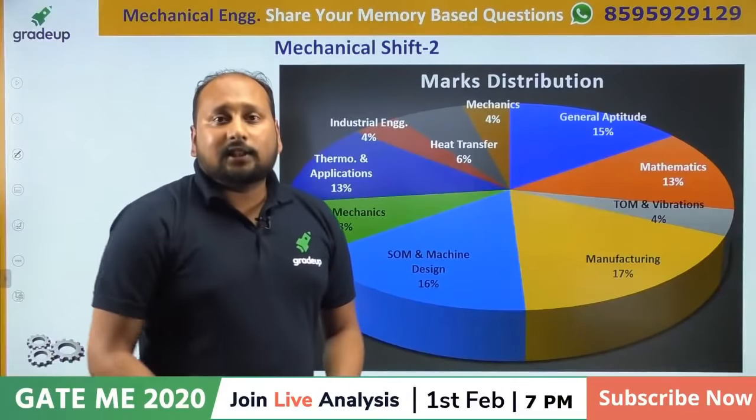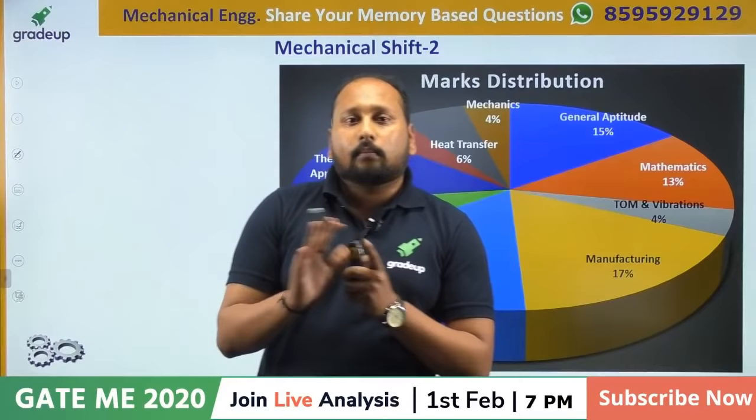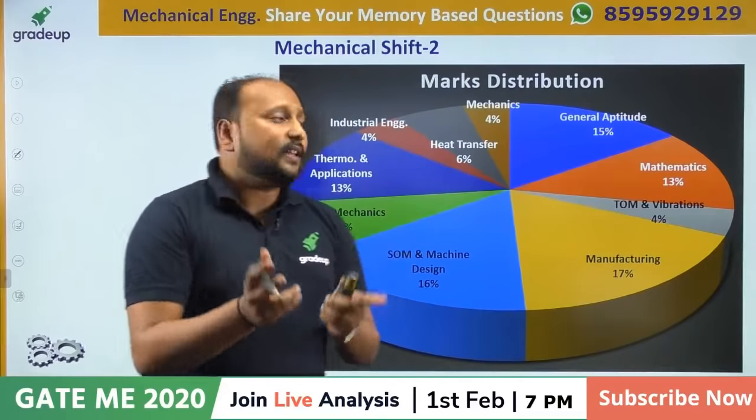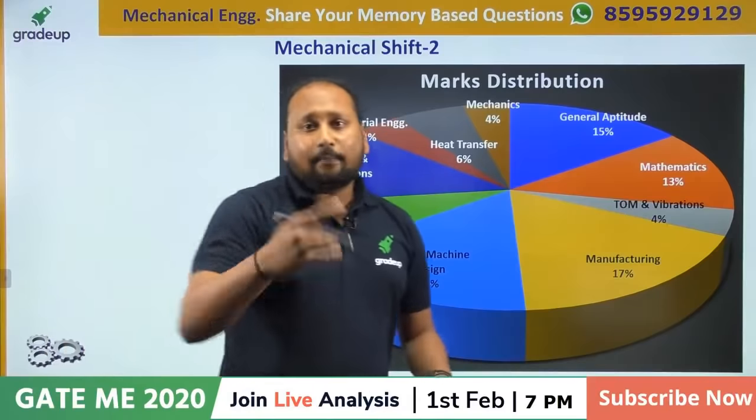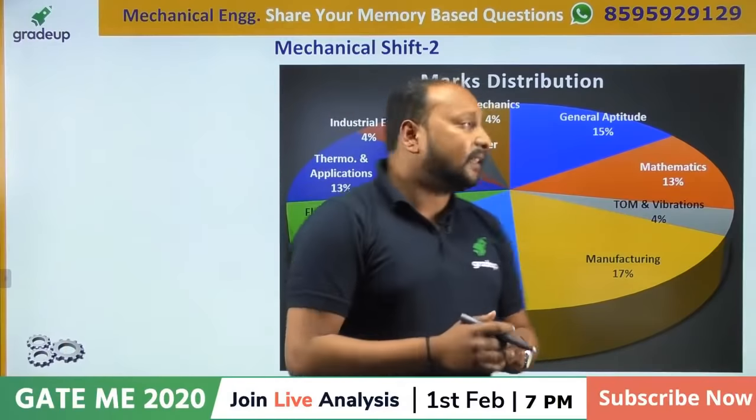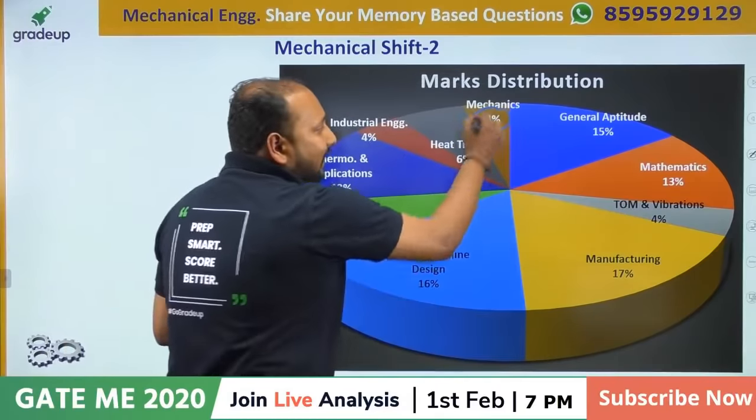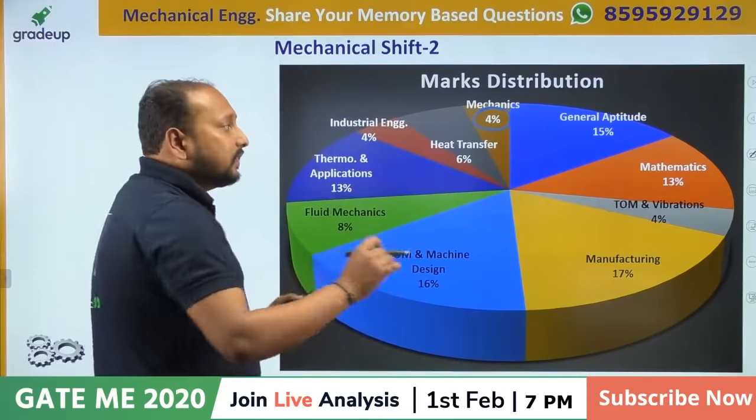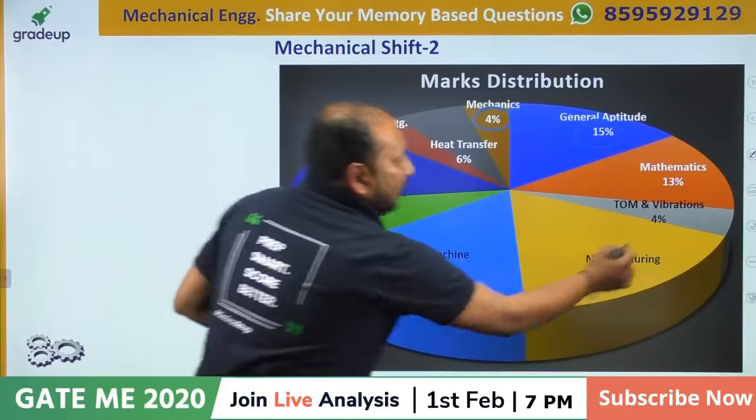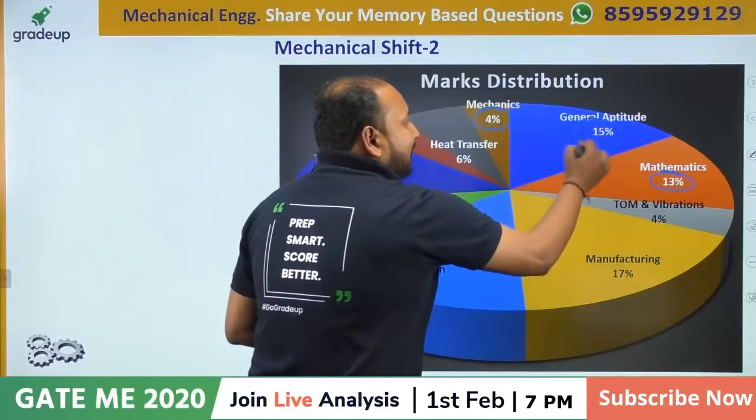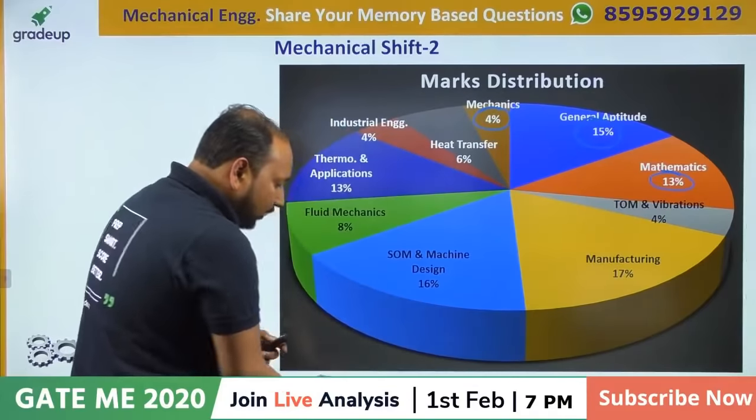If I talk about the marks distribution, it is more or less similar to your Shift 1. The only difference is theory of machines. In the previous one, the TOM portion was 8%, but now it is reduced to 4%. If I talk about mechanics, it's still the same as Shift 1, which is 4%. GA and mathematics at 15 and 13% is exactly the same, similar to Shift 1.